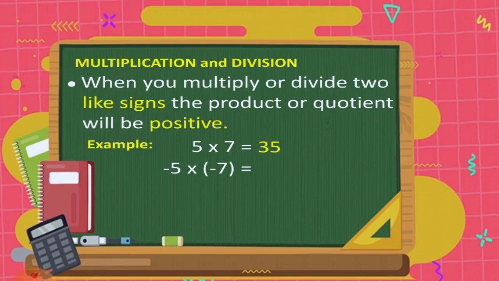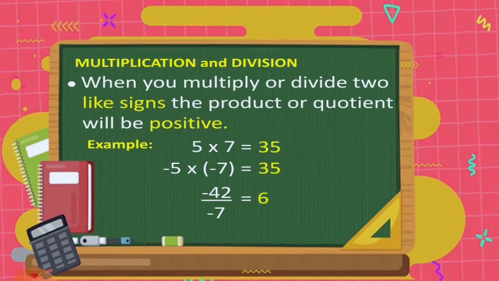Next, negative 5 times negative 7. Two like signs, the result is positive 35. Next example, negative 42 divided by negative 7. Two like signs, the result is always positive 6.